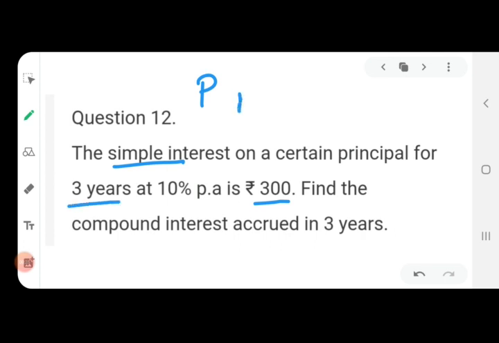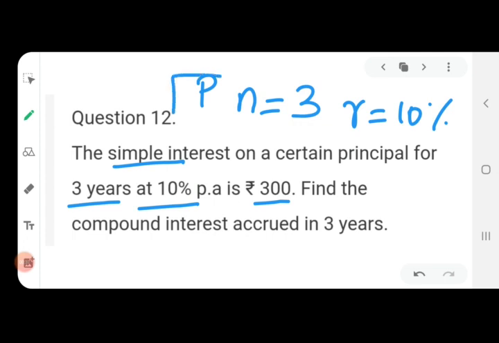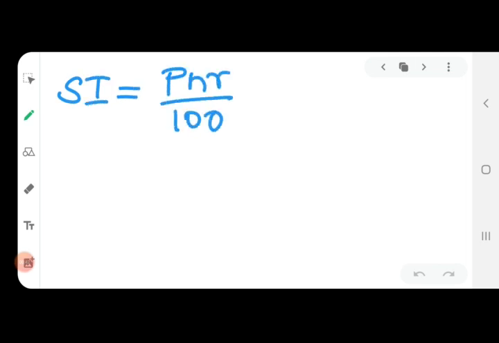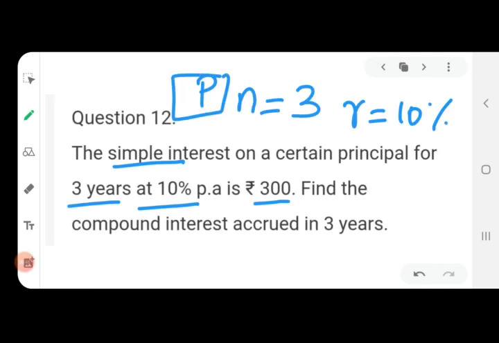So 3 years, that is n equal to 3. At 10% per annum, so R equal to 10%, that is rate of interest equal to 10%. Now we are going to find the principal value first, then we have to find the compound interest. We know that simple interest SI equal to P N R whole divided by 100. They have given simple interest is 300 rupees.